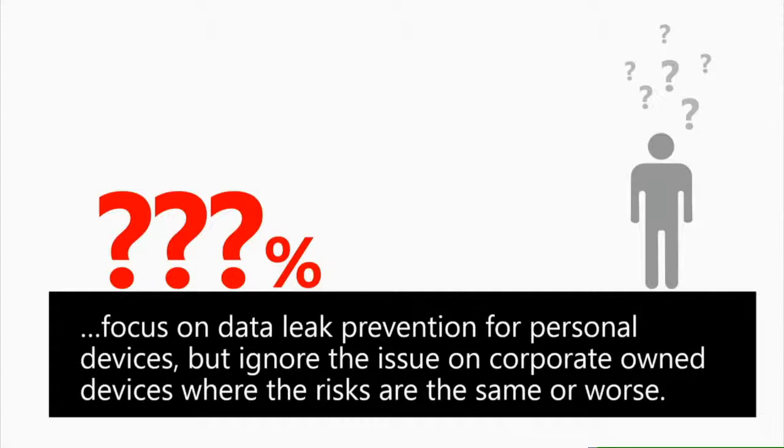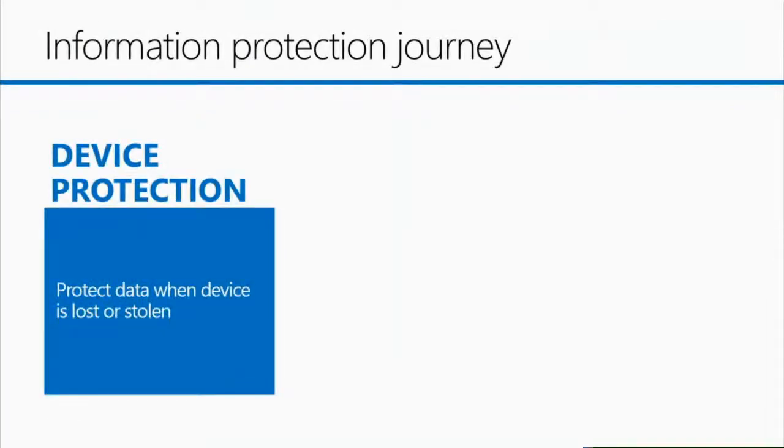Before we go into how we are solving this problem, I just wanted to put this in the perspective of the overall data protection journey that we have. There are really three parts to it. I'll talk about each one, and this will give you a big picture view of how we view the data protection and information protection problem. The first part of this problem is device protection. This is really the problem of protecting data on the device when it is lost or stolen.